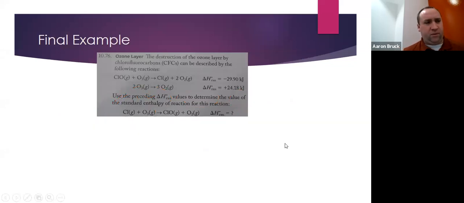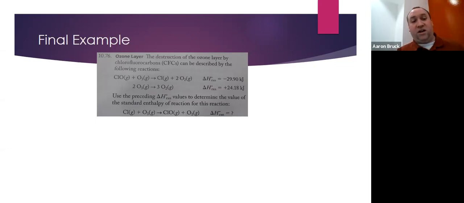All right, let's do one more example. And this one comes straight out of your textbook. This is example 10.76. And so this one is about CFCs and how they interact with the ozone layer in the upper atmosphere. So here we've got a chlorine monoxide molecule interacting with oxygen to make chlorine atoms and 2 oxygen molecules. And we also have 2 ozones decomposing into 3 oxygen molecules. What we want to do is figure out what happens when chlorine atoms interact with ozone.